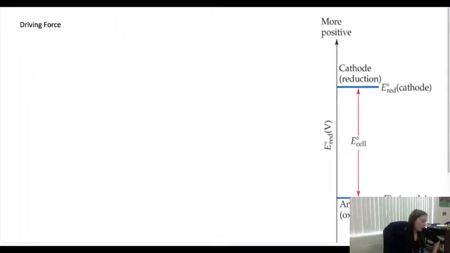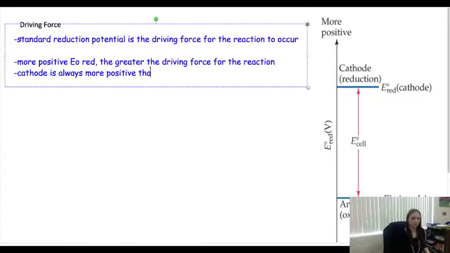Okay, now it's all about what drives your reaction. The standard reduction potential is the driving force for the reaction to occur. The more positive the reduction potential, the greater the driving force for the reaction. And your cathode should always be more positive than your anode. So on the chart here on the right, we have the cathode and the anode, and then the difference between the two is the cell.